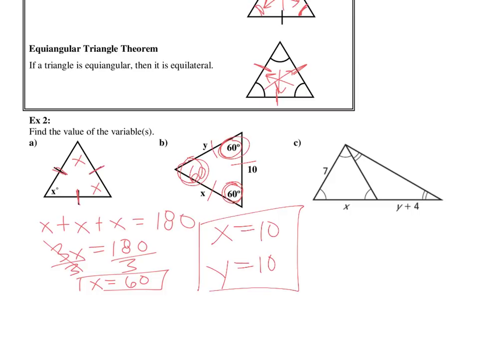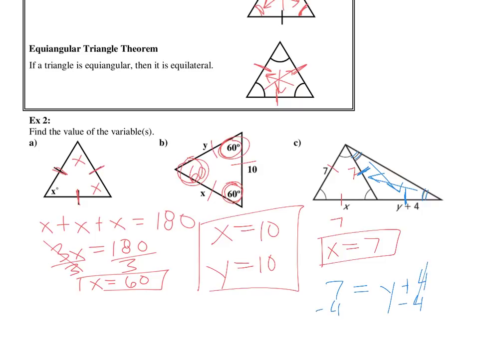All right, so what am I going to do here? Well, all these sides are the same because it's also equilateral. So that's 7 and that's 7. All right, so x is equal to 7. And then here I have isosceles. All right, so these sides across from the congruent angles are the same. All right, so then I know 7 is equal to y plus 4. All right, so once you understand all the properties, doing these problems becomes really easy.